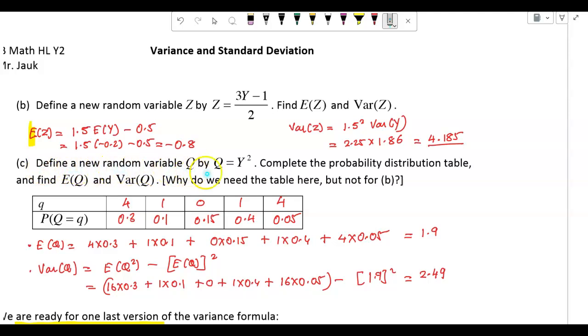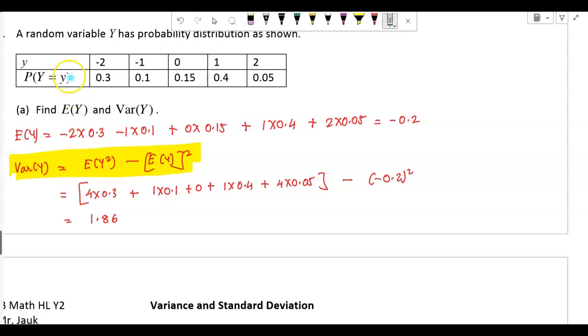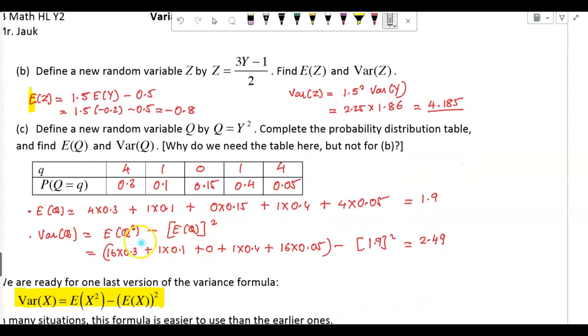Define a new variable q so that q is equal to y square. Now can you use these formulas for q equal to y square? No. It's not linear, this is quadratic, so you can't use it this way. Then you have to do the long way. If it's y square, you keep the probability the same, but your q will be the square of each of the y. So this was y: minus 2 squared, minus 1 squared. Your probability remains the same. So 4, 1, 0, 1, 4. And then you find the expectation. You won't be able to apply this algebra directly.